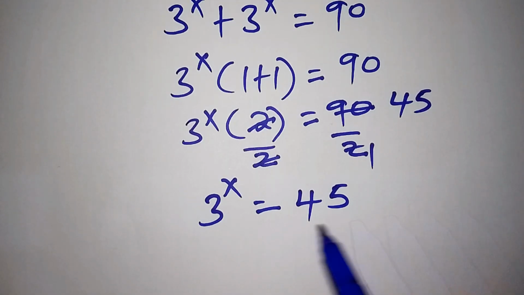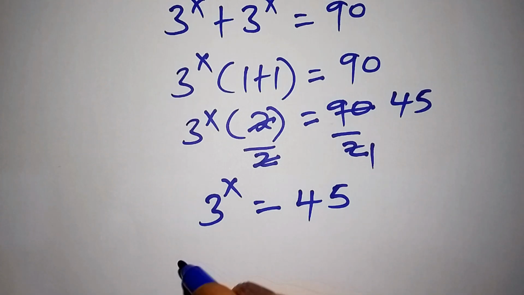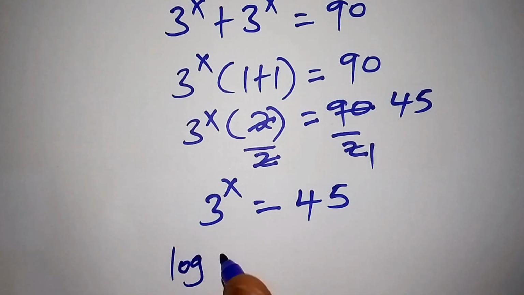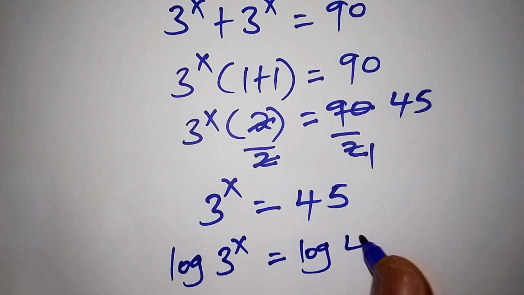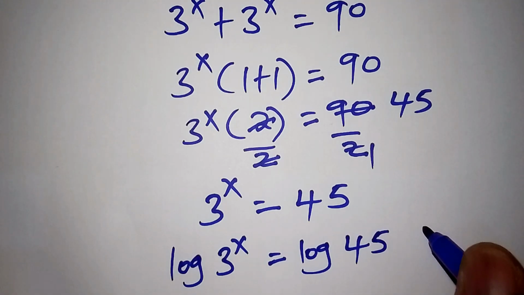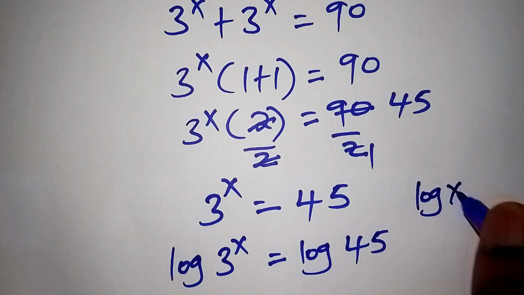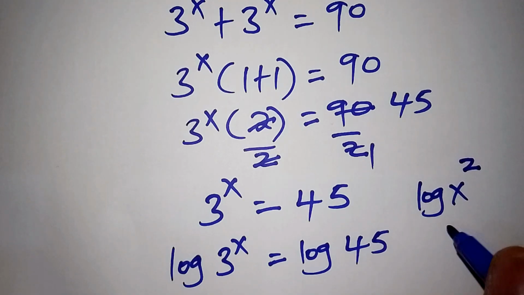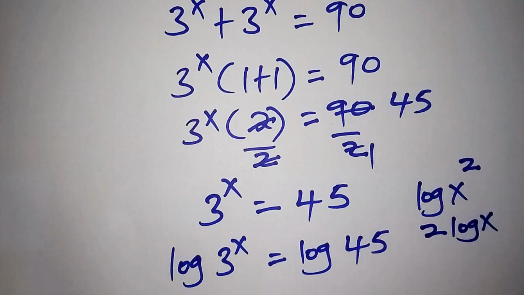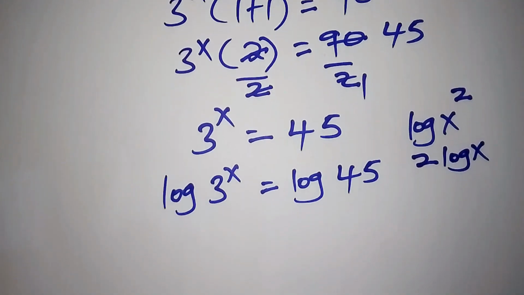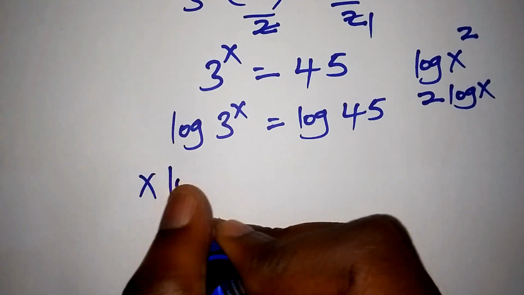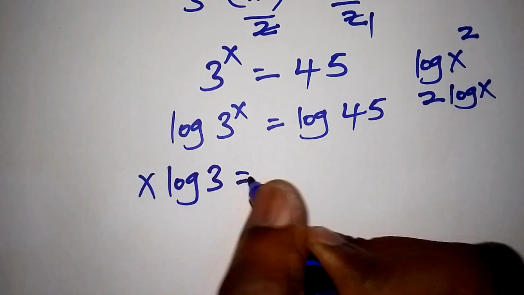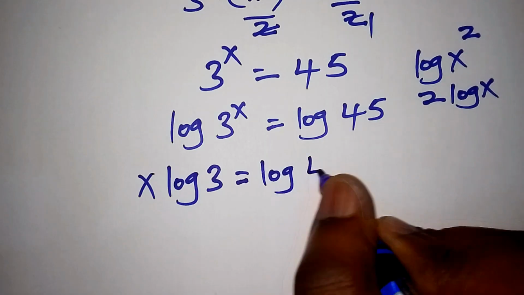In this case we shall introduce the log on both sides. So here we shall have the log of 3 to the power of x is equal to the log of 45. Assuming we have the log of x to the power of z, this can also be written as z times the log of x. That means 3 to the power of x, we can write as x times the log of 3, is equal to the log of 45.